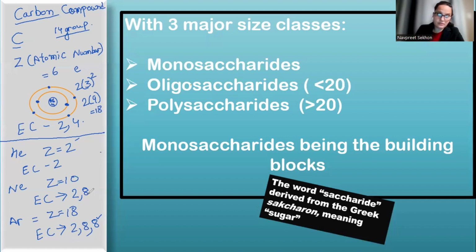So what novel over here, this carbon has just 4 electrons. Neon is the nearest one. Neon has the electronic configuration 2,8. Carbon has the electronic configuration of 2,4. To become 2,8, it needs 4 more electrons.